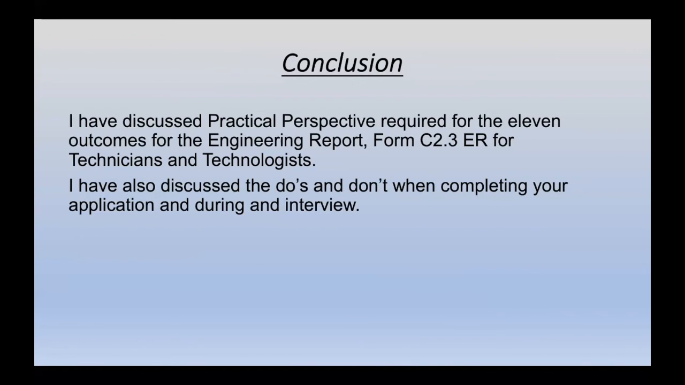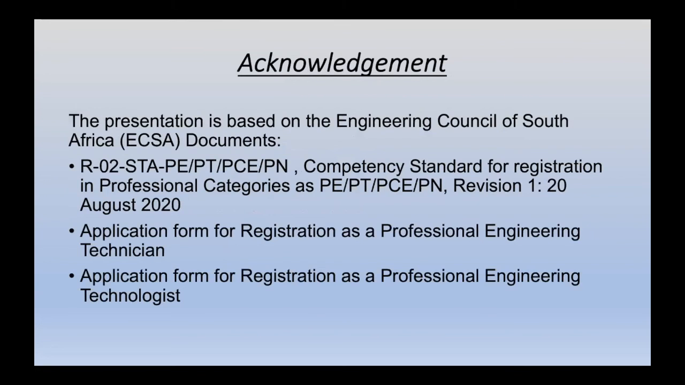Okay, in conclusion, I've discussed practical perspectives required for the 11 outcomes for the engineering report, Form C 2.3 ER, for the technician and technologist. I've also discussed the do's and don'ts when completing your application and during the interview. Next slide. Acknowledgement: the presentation is based on the Engineering Council of South Africa, ECSA's policy documents, R02, the application form for registration as professional engineering technician, and the application form for registration as professional engineering technologist. And next slide.